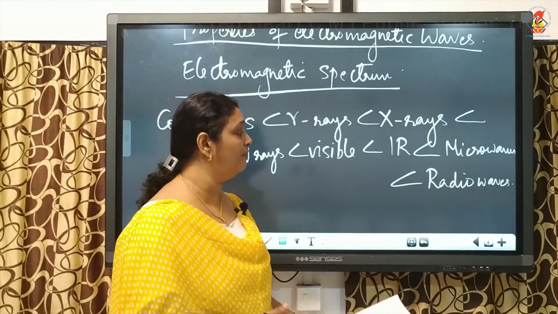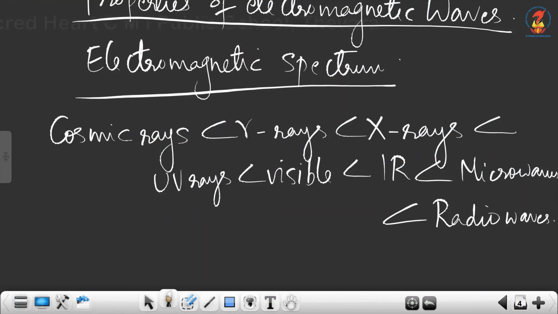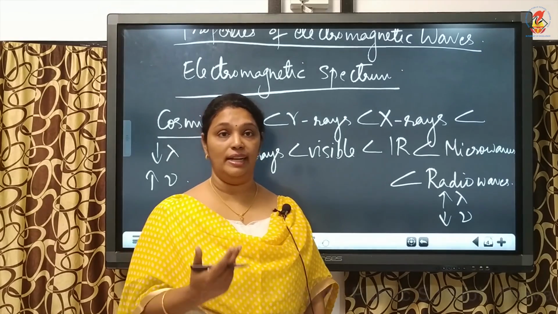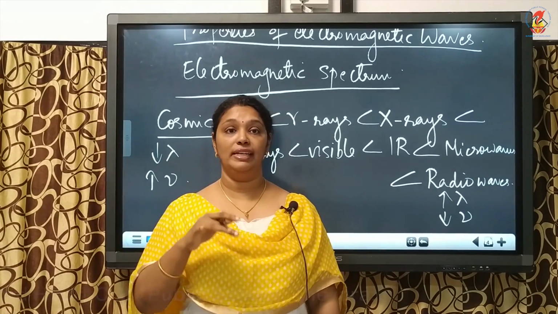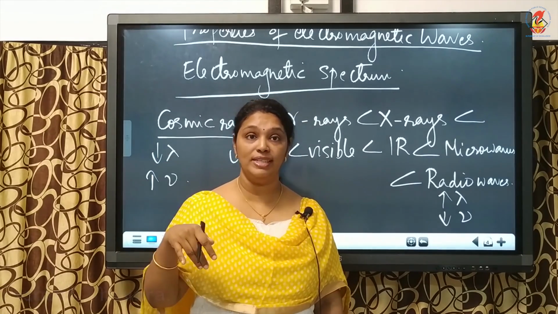So radio waves have the highest wavelength and lowest frequency. Cosmic rays have the lowest wavelength and highest frequency. Okay, so this is our electromagnetic spectrum, and the radiations which are visible to us are the visible rays. In the visible rays we have the light VIBGYOR, where red has the largest wavelength and violet has the smallest wavelength, and since the wavelength of red light is the longest, it has the lowest frequency.